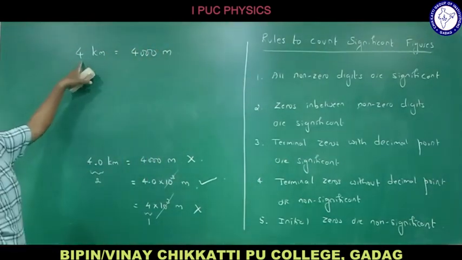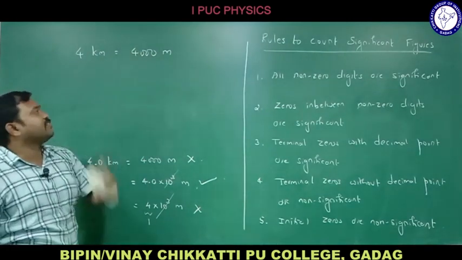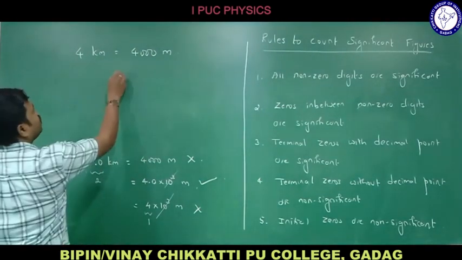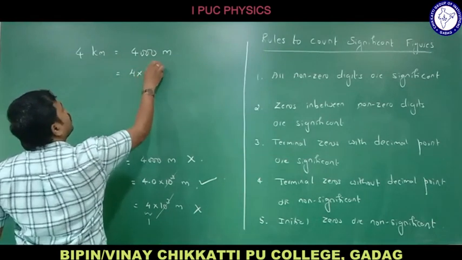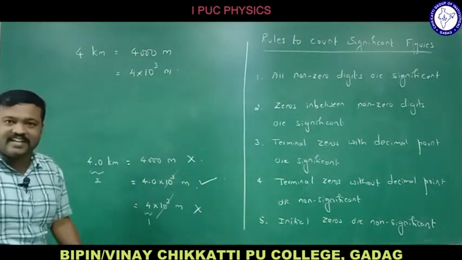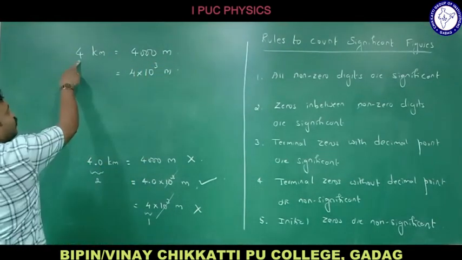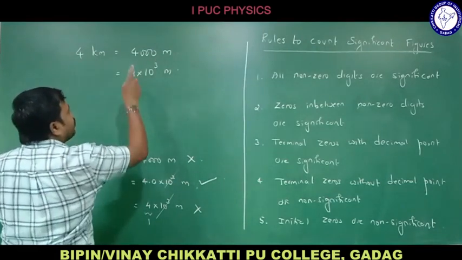Because how many significant figures are there? 1. Here also, how many significant figures are there? Only 1. Now here, this can also be written as 4 into 10 raised to 3 meter. Is it correct? Yes. How many significant figures are there? Only 1 here.